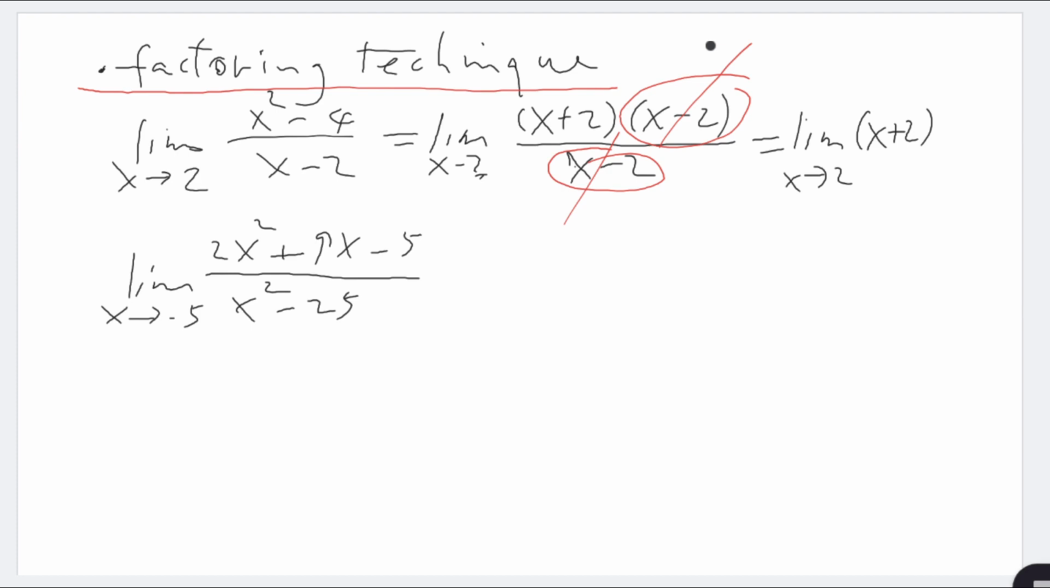Plug in 2 for x. Nothing will go wrong. Just plug in. The answer is 4. 2 plus 2 is 4. Replace the x by 2. So we have 2 plus 2, 4.